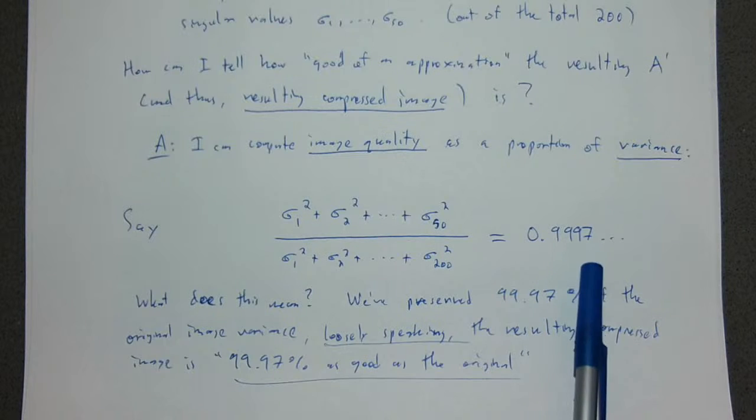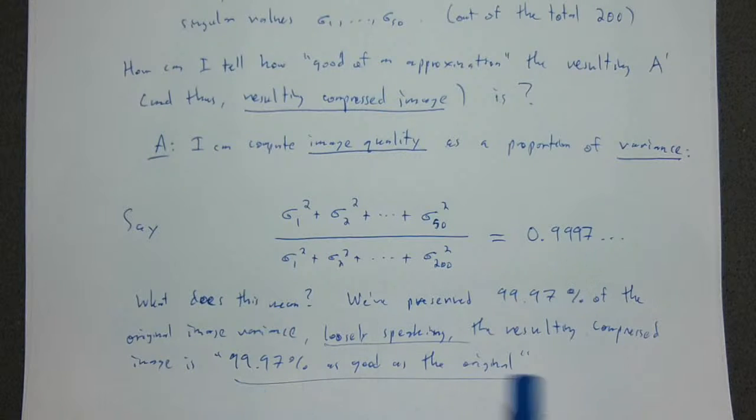Don't think that 99.97% is necessarily a good image quality. Like I said, you can construct examples with 90% image quality where the image is dramatically degraded, because the way the compressed image looks can really depend on the particular image and the particular matrix that you start with. So anyway, how much data did I save? How efficient am I being?